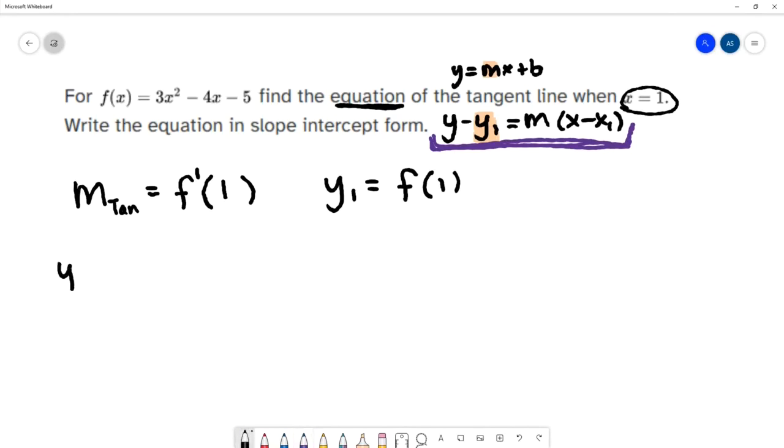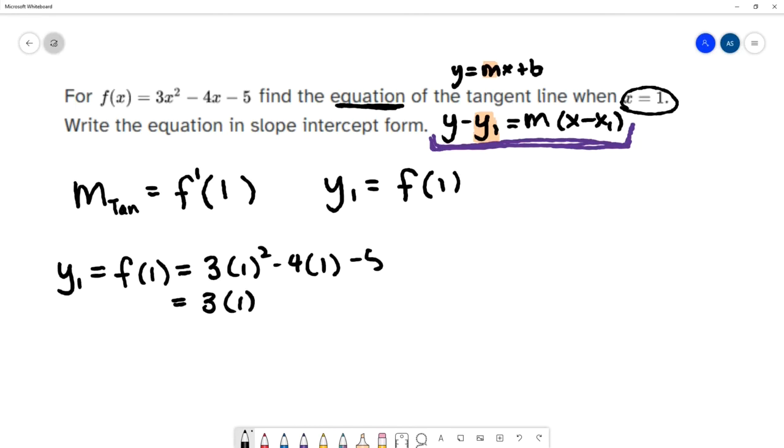So let's find the y1 first by doing f of 1. That's 3 times 1 squared minus 4 times 1 minus 5. That's 3 times 1 minus 4 minus 5. We have 3 minus 9, that's a negative 6. So we have the point (1, negative 6) that's on our line, and that's our x1 and y1 for this particular function. So then we want to find the slope of the tangent line.